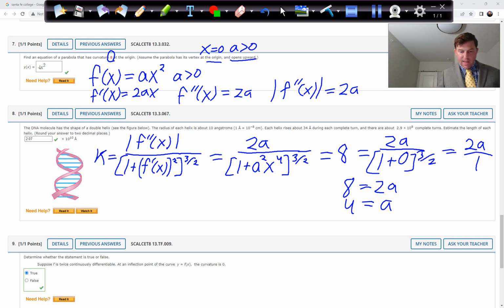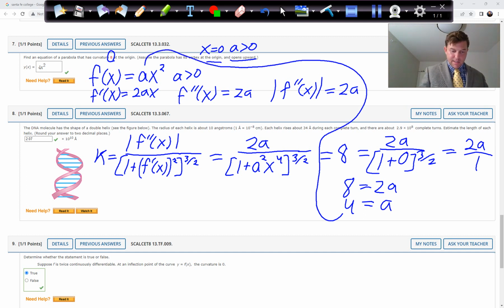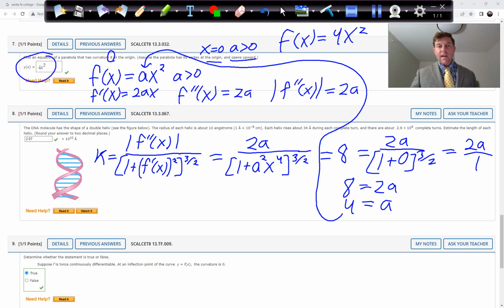So all of that, plug this a back into the original equation that we guessed at. So we guessed that this was ax squared, but we know a is 4, so the original function had to have been 4x squared. We could calculate that knowing its curvature and that it started at the origin, and using this formula that I just introduced.